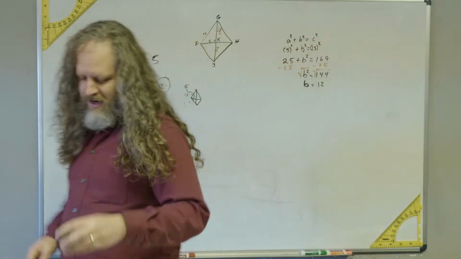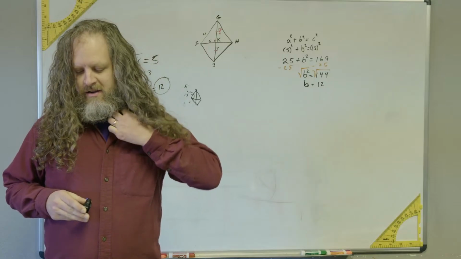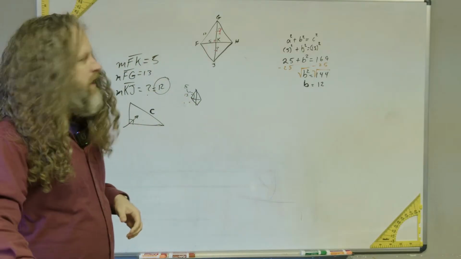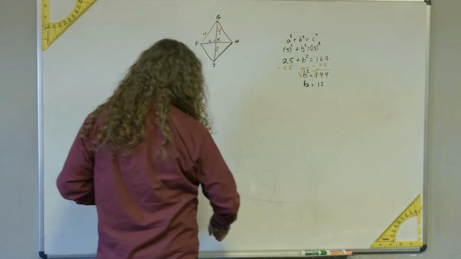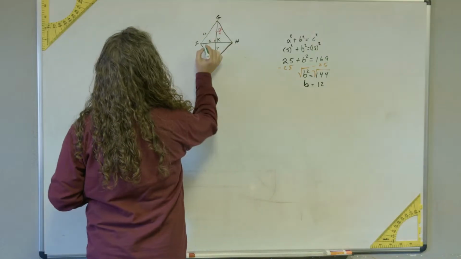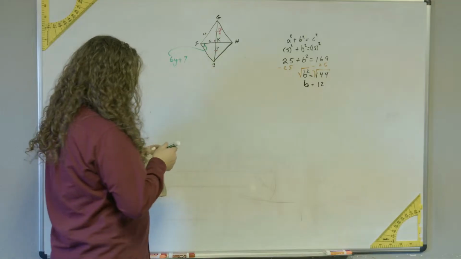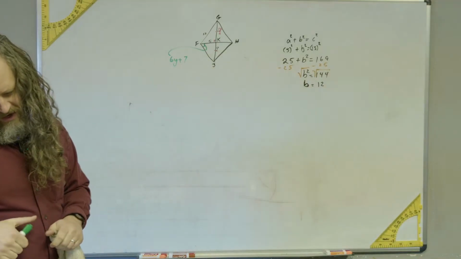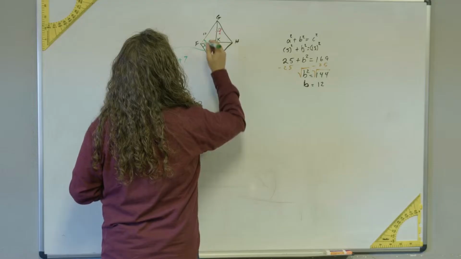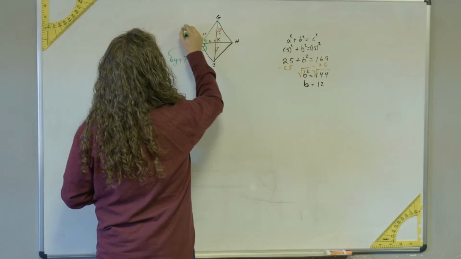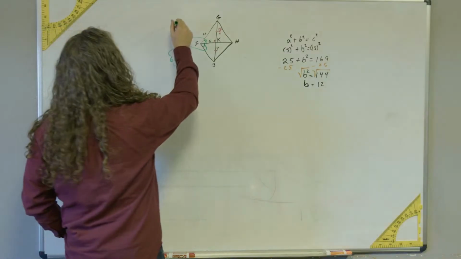So, for guided practice 1B, the measure of angle JFK is 6y plus 7. So, JFK is this angle right here, right? So that's 6y plus 7. And then angle KFG, this one right here, is 9y minus 5.